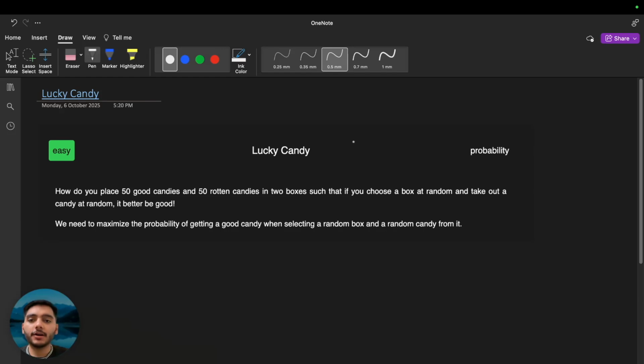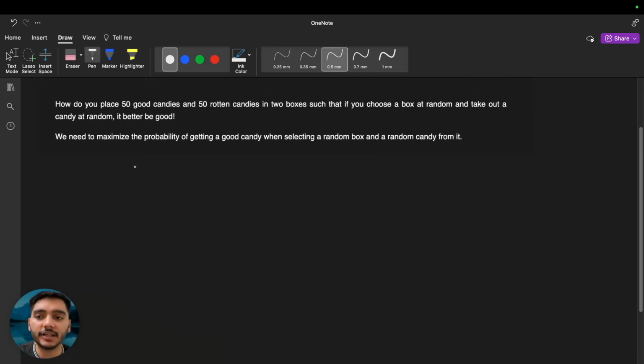So hello everyone. Today we'll be solving the probability question named Lucky Candy. The question is basically, how do you place 50 good candies and 50 rotten candies in two boxes such that if you choose a box at random and take out a candy at random, it better be good. We need to maximize the probability of getting a good candy when selecting a random box and a random candy from it. So let's start with the first case.